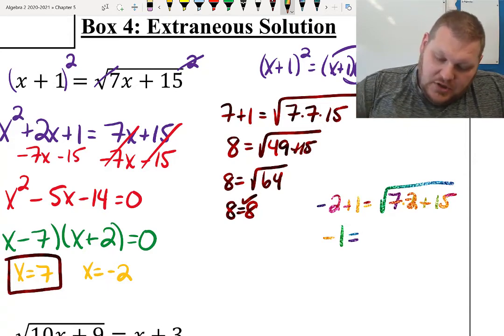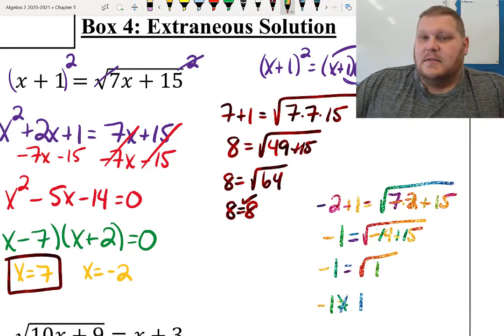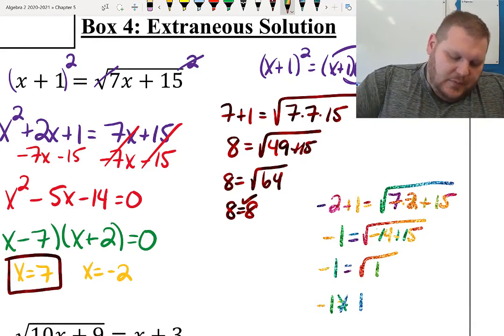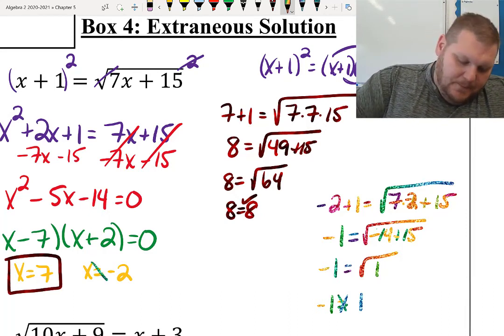But finishing this off, and showing that it's not true, square root of negative 14 plus 15 gives me the square root of 1, which 1 is not negative 1. And that's the issue, it's the sign. So the negative part is the issue. If it was a positive 2, maybe it would work out nicely, but this is extraneous.